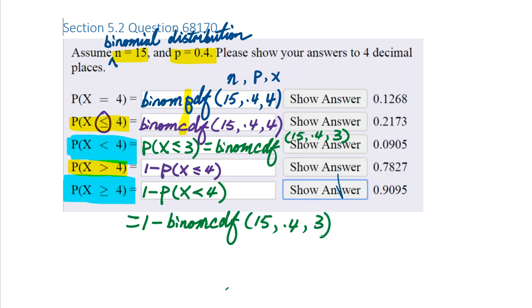And to check your answer, here I already have the solution. So try it out with your graphing calculator. And please let me know if you have any questions.